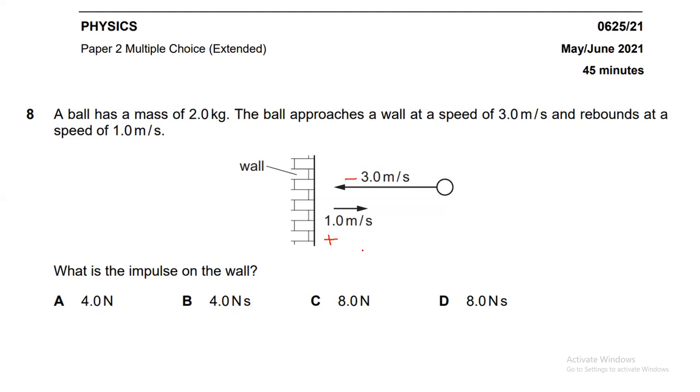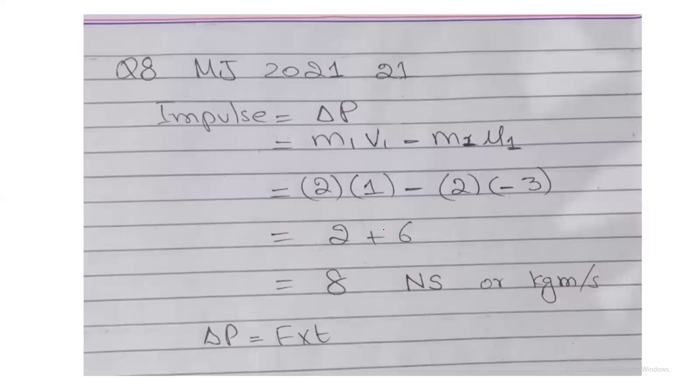You know, the impulse is equal to the change in momentum. So here we have impulse equals the change in momentum, that is M1 V1 minus M1 U1. V1 means the final velocity, U1 means the initial velocity. So 2 into 1 minus 2 into minus 3. It will become 2 plus 6, and that will become 8 Newton second, or you can say kg meter per second.